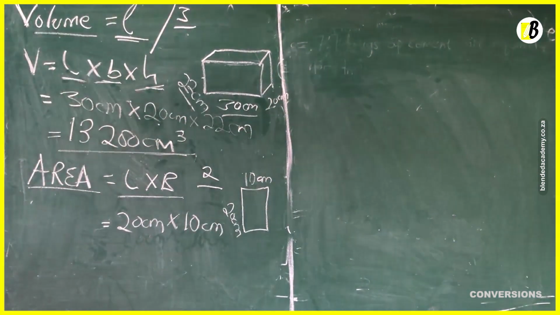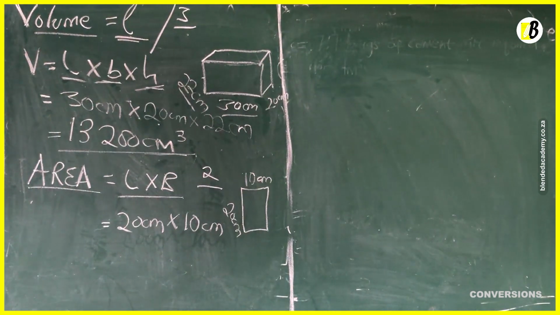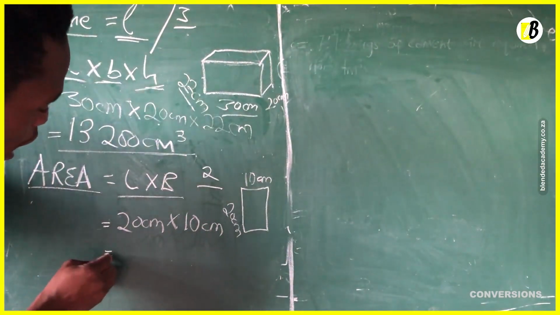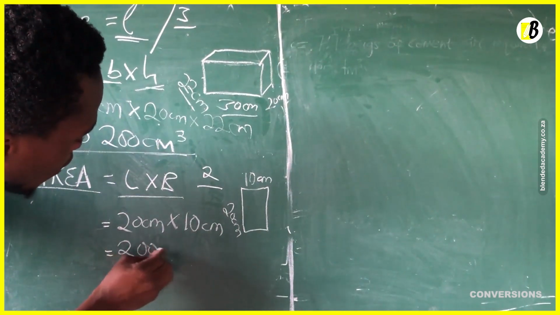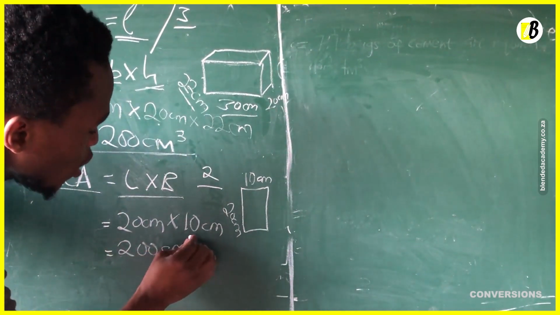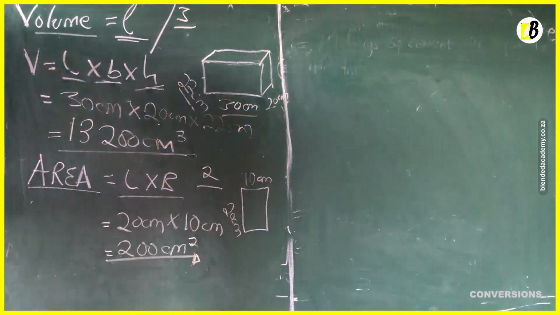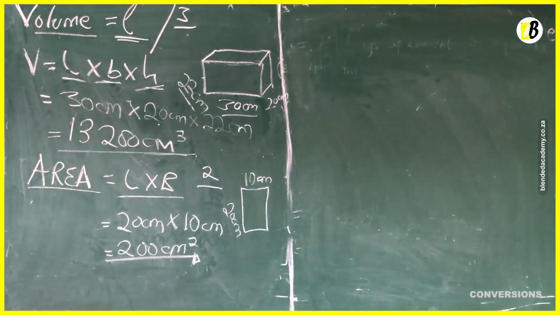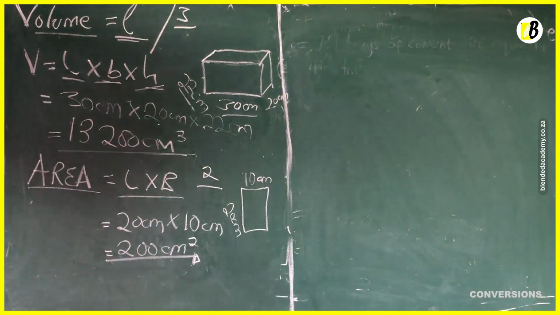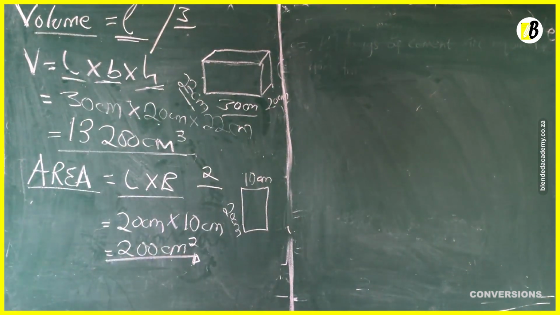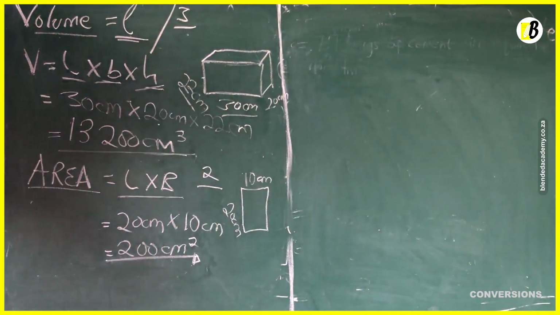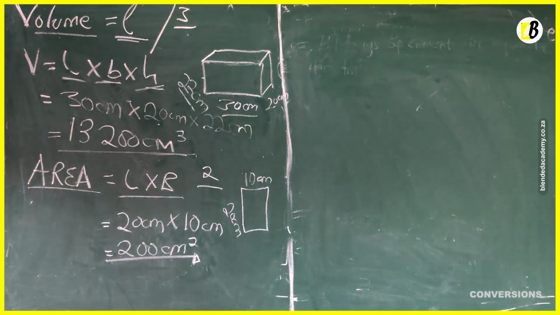Good. So let's see. 20 multiplied by 10 gives us 200 centimeters squared. Very important. Squared. If you fail to write squared, you're going to get it wrong. Just always remember to write the measurement unit at the end of your answer, right? So that is very simple, straight to the point.